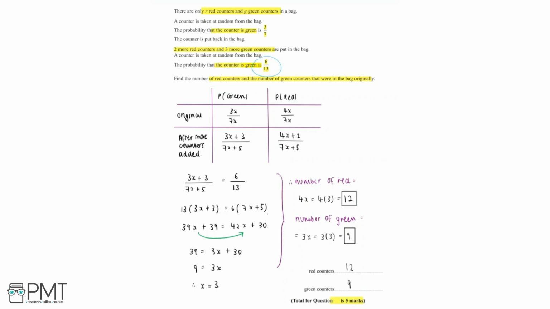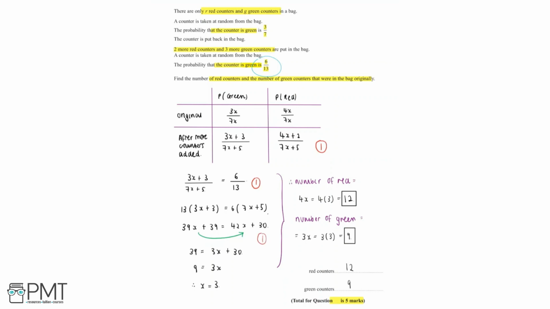We get the first mark for identifying that the number of green counters after more counters are added is equal to 3x plus 3 over 7x plus 5, and for identifying that the number of red counters after more counters are added is equal to 4x plus 2 over 7x plus 5. We get the second mark for saying that 3x plus 3 over 7x plus 5 is equal to 6/13. Then we get the third mark for cross multiplying and for finding that 39x plus 39 is equal to 42x plus 30.